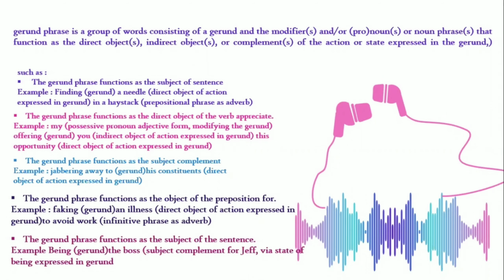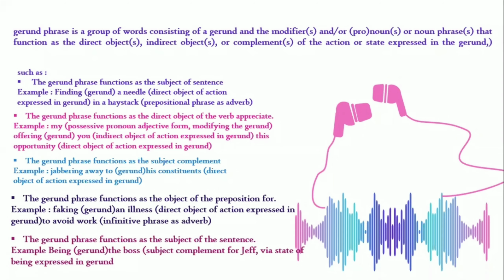For example, my, possessive pronoun, adjective form modifying the gerund. Offering, gerund, you, indirect object of action expressed in gerund. This opportunity, direct object of action expressed in gerund. 3. The gerund phrase functions as the subject complement. For example, jabbering away to, gerund, his constituents, direct object of action expressed in gerund.